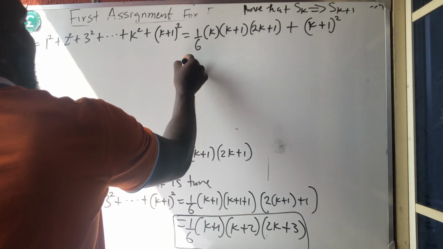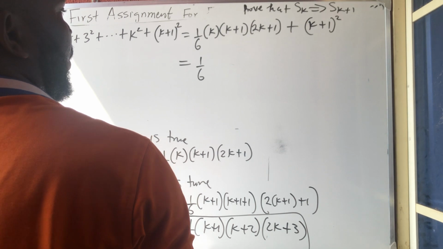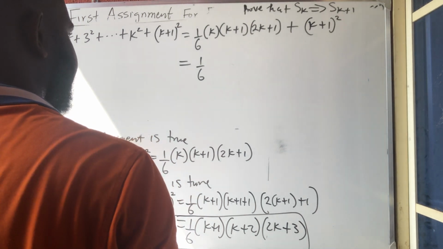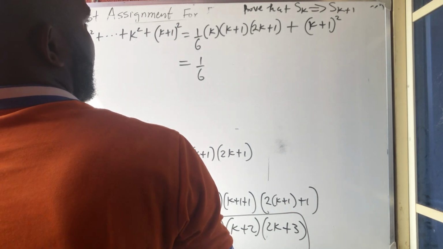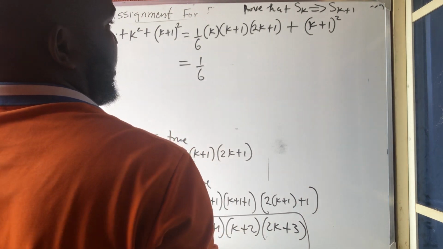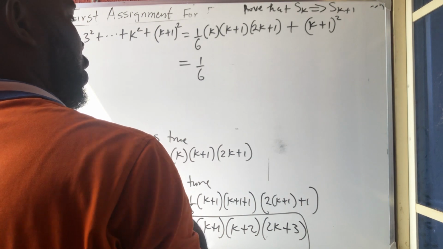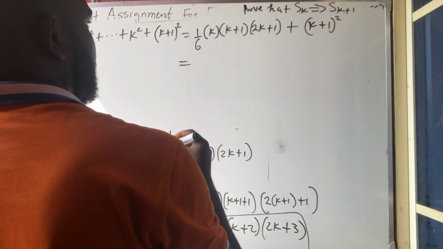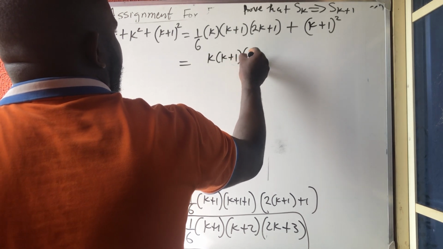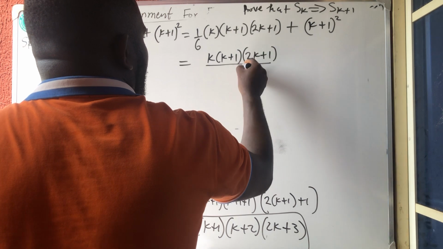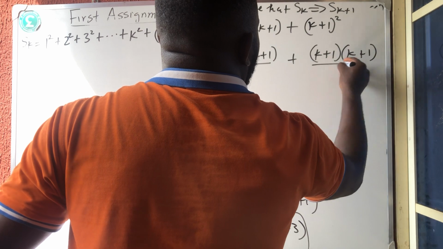Okay, now let us factorize. First of all, you bring out 1 over 6, which means you are multiplying everybody by 6. Or you do LCM. In fact, let me do LCM. This thing means k bracket k plus 1 bracket 2k plus 1, everybody over 6, plus k plus 1 into another k plus 1, everybody over 1.